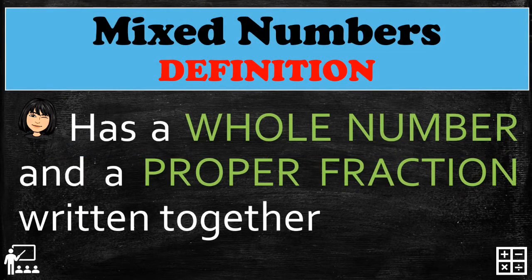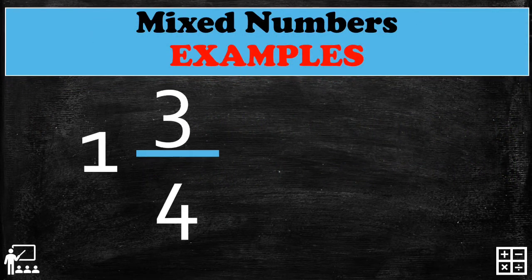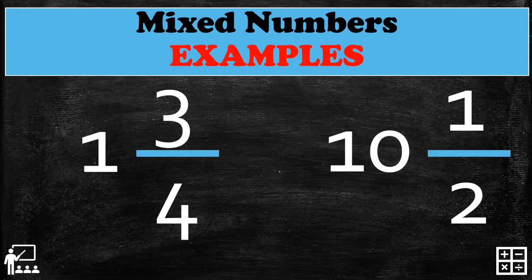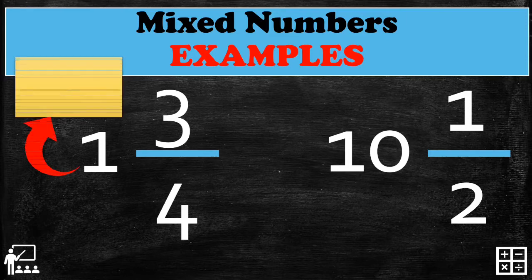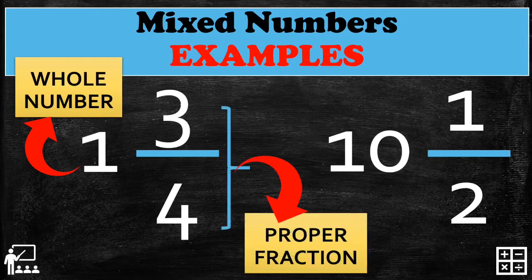A mixed number has a whole number and a proper fraction written together. The clue to identify a mixed number is that it has a number written in front of a fraction. In this example, 1 and 10 are the whole numbers, and 3/4 and 1/2 are the proper fractions. So if you see a whole number written with a fraction, it is called a mixed number.